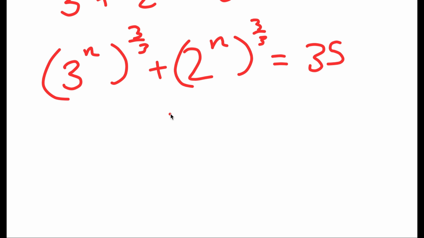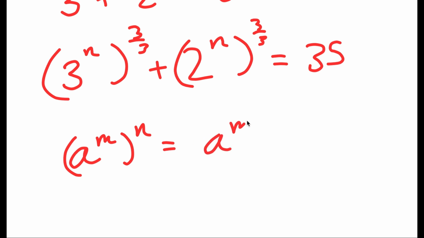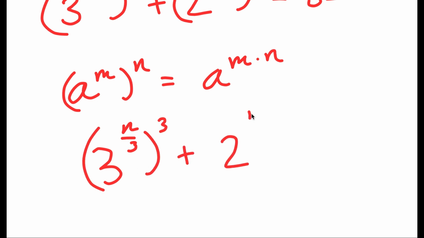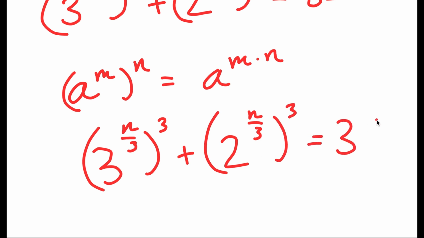Now, I can actually rearrange this. So if I have something in the form a to the power of m to the power of n, this is equal to a to the power of m times n. So what I'm going to do is rearrange this as 3 to the power of n over 3 to the power of 3 plus 2 to the power of n over 3 to the power of 3 is equal to 35.